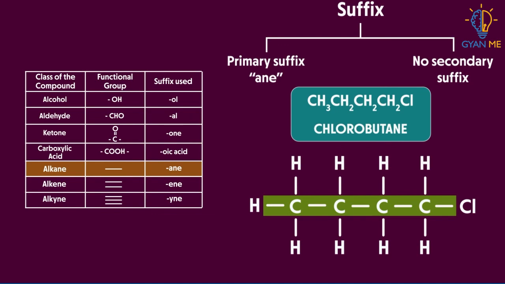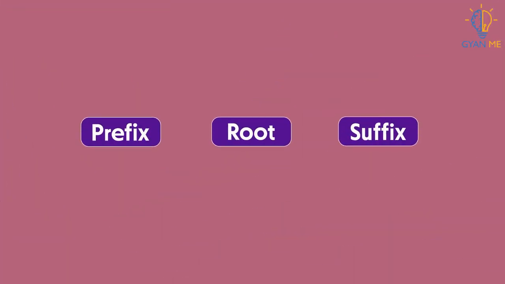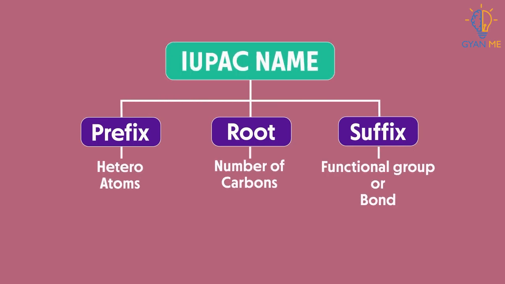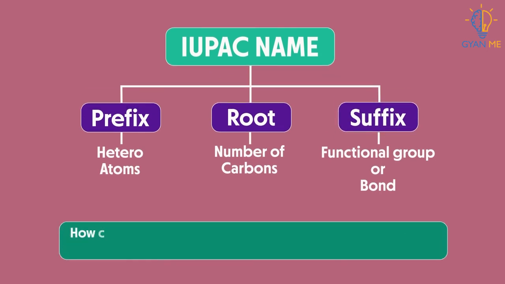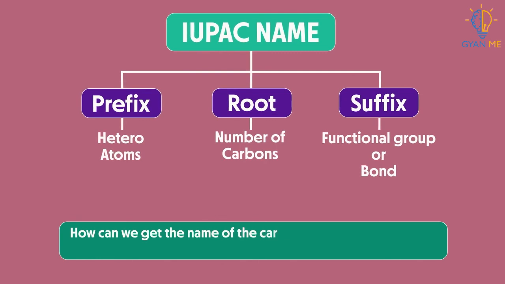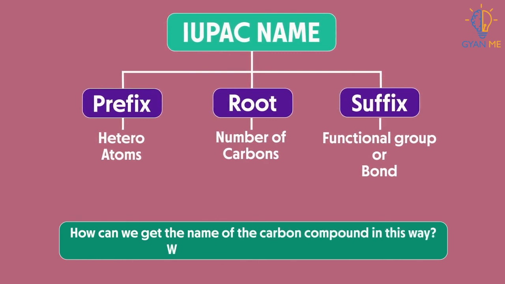So what we have seen is that there are three parts in the name of any compound. These parts are joined in the following order to get the IUPAC name of the compound. That is, first prefix, then root word, and then suffix to get the whole IUPAC name. But how can we get the name of a carbon compound in this way or with these rules? We will see in our next video.